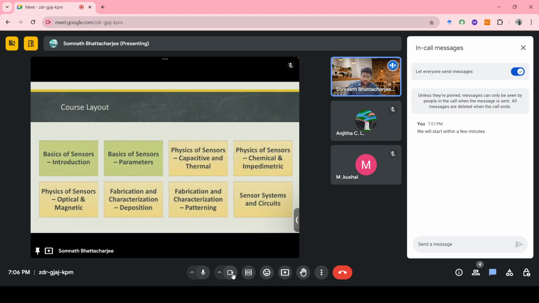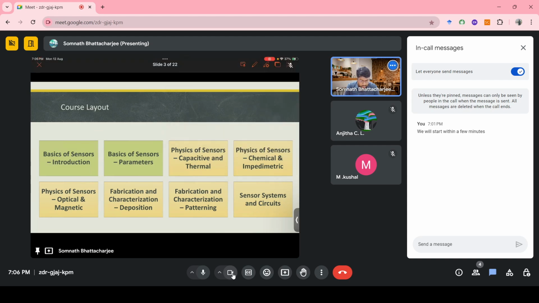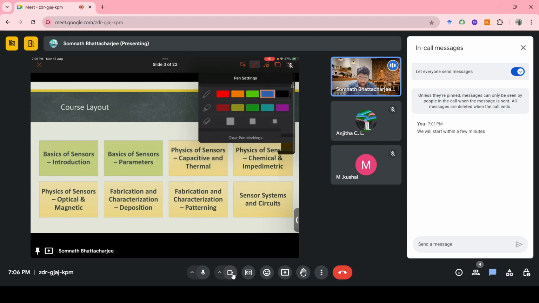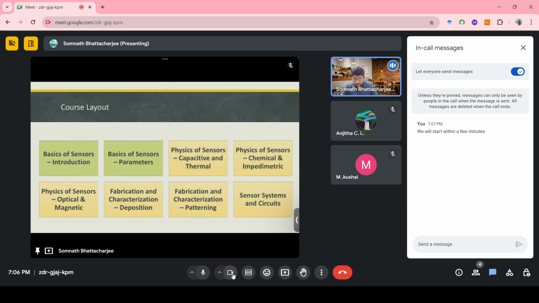So this is the basic course layout of this course. This course is divided into 8 weeks, and the first week was basics of transistors, basics of sensors. We have done that part where we have learned what are sensors, what are transducers, what is the difference among themselves, and how do we know in which case we need to use a specific sensor or not. Then in the subsequent week, we have learned about the parameters.